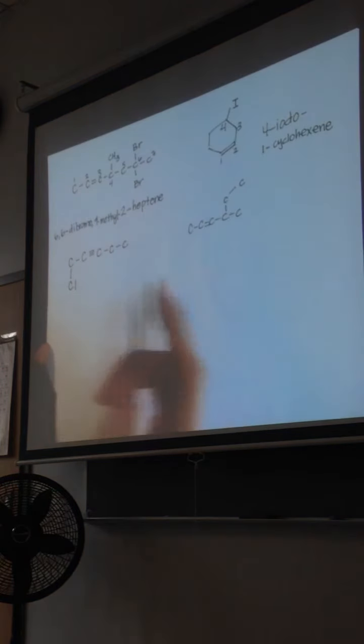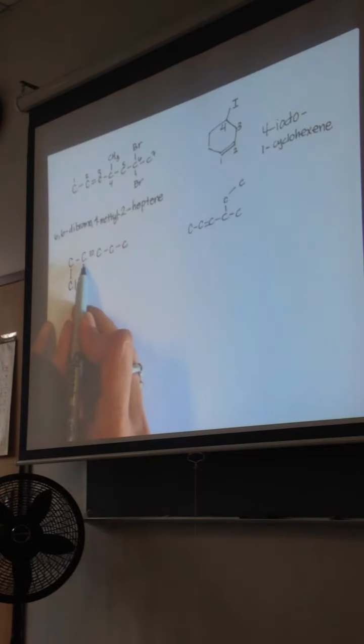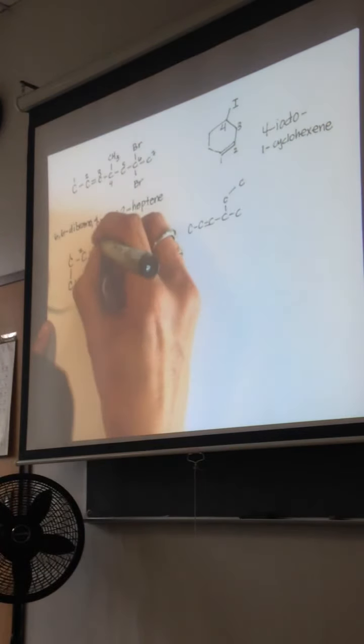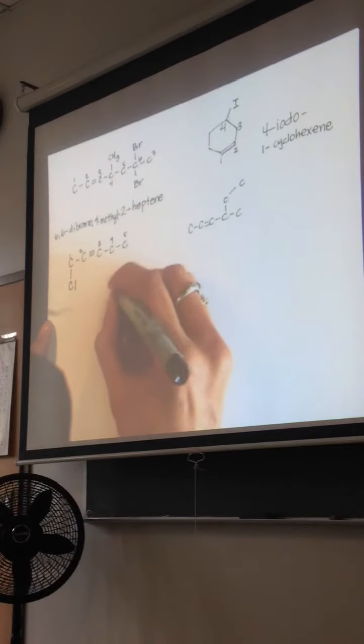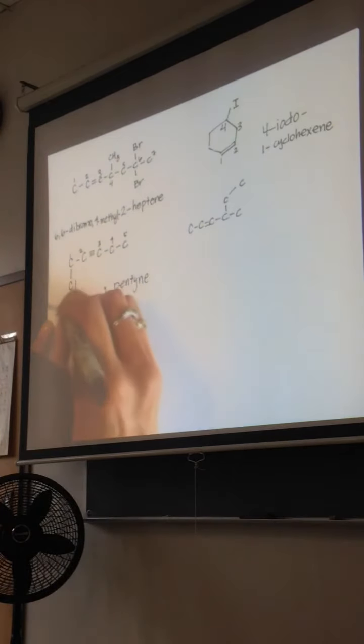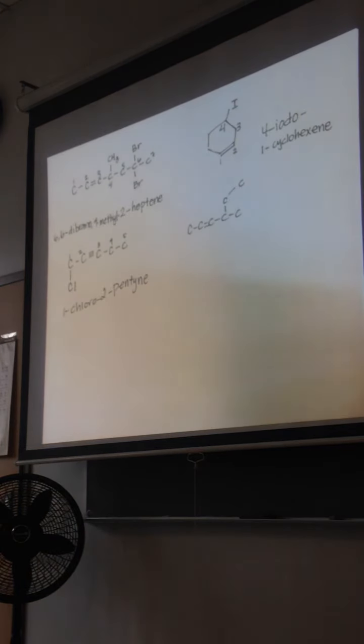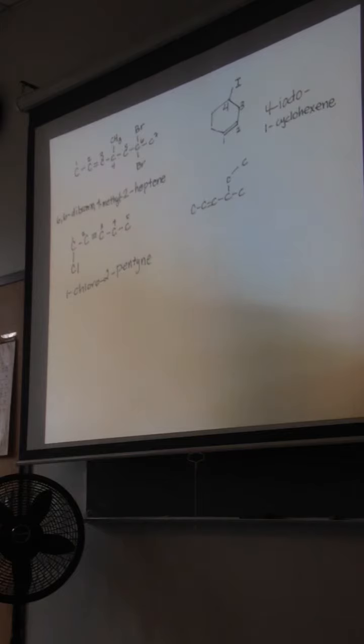The longest chain is 1, 2, 3, 4, 5. I'm going to number it this way so that I hit number 2 here. It's going to be pentyne. The yne is on number 2, and you have a 1-chloro. Any problems with that, guys?